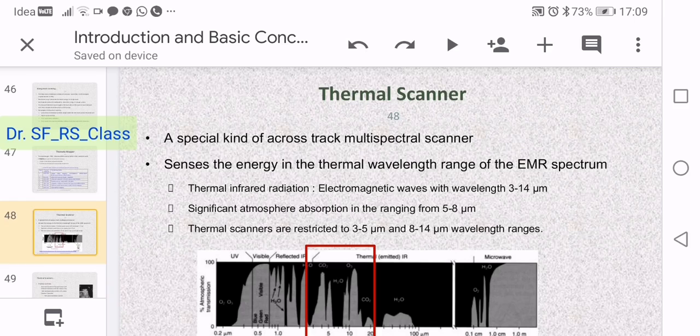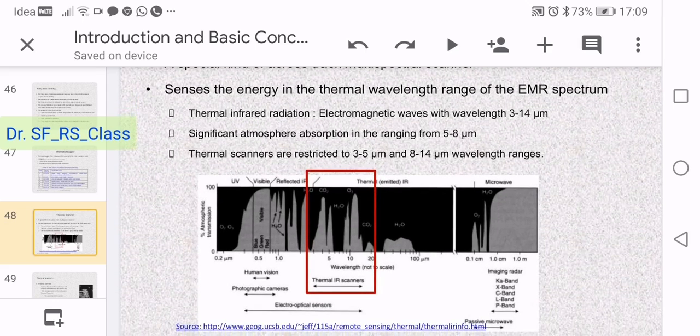So 3 to 5 and 8 to 14 are the usable areas of thermal remote sensing, and these thermal bands are using the characteristics of 3 to 5 and 8 to 14 micrometer ranges. As you can see in the figure, up to 3 to 5 we will have atmospheric windows, and 8 to 14 we will have another atmospheric window. All other are atmospheric absorption areas where we may not be able to get penetration of the electromagnetic radiation in the thermal segment.